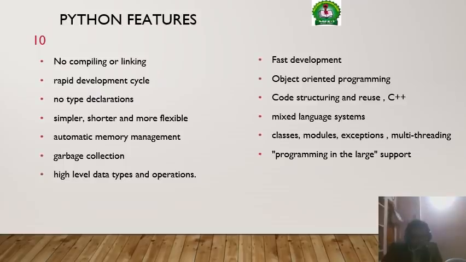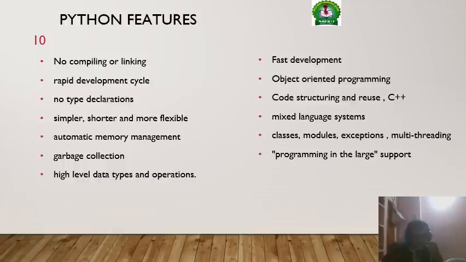Python features: no compilation or linking, since it is an interpreted programming language, with a rapid development style. Quickly you can design and develop applications based on the specifications and requirements. There are no type declarations; it is dynamically typed, simple, shorter and more flexible. It has automatic memory management and garbage collection, where unreferenced variables are garbage collected, and it has high level data types and operations, fast development and object oriented features.